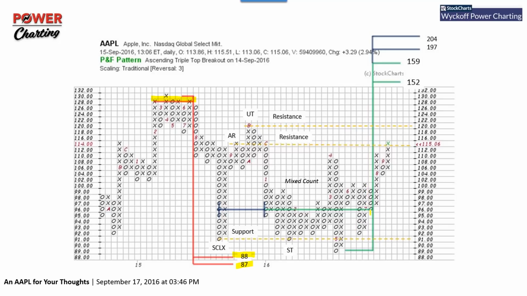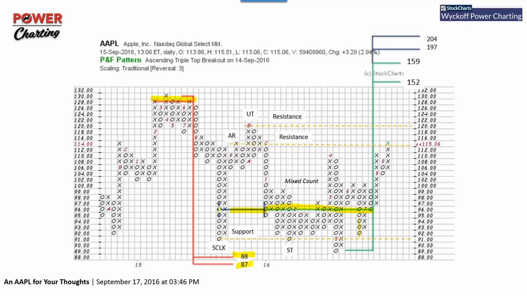So we have a pullback. This is the first higher low. Well, this is a higher low. And then look at this higher low, it only pulls back about halfway of the prior advance. And so this is the place that we take our preliminary count from.